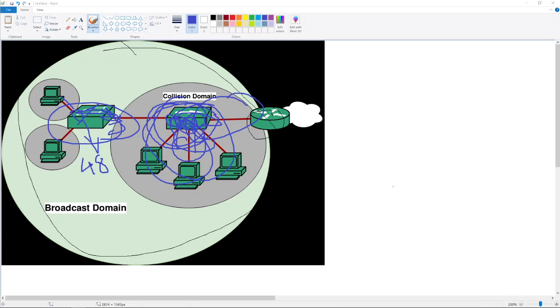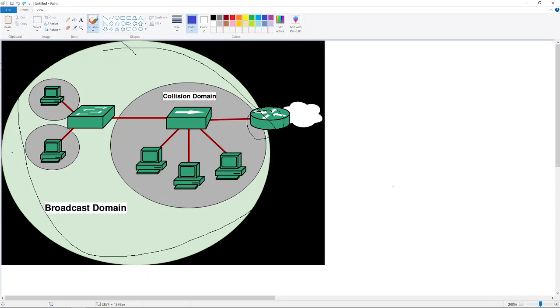So which of our network devices break collision domains and which of them break broadcast domains? Let's say we have a hub. A hub is neither a collision domain separator nor a broadcast domain separator. All the devices connected to a hub are in a single collision and a single broadcast domain. Remember, hubs don't segment a network, they just connect network segments together.